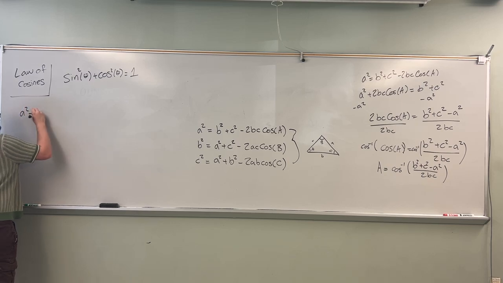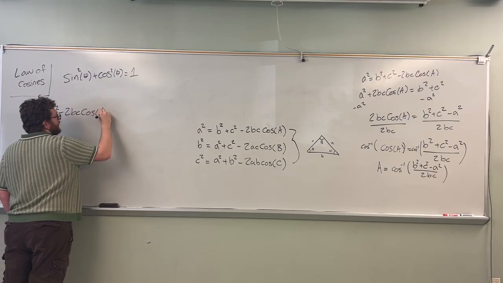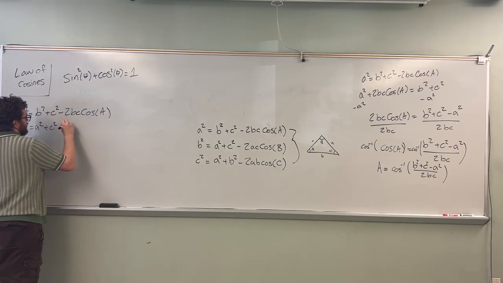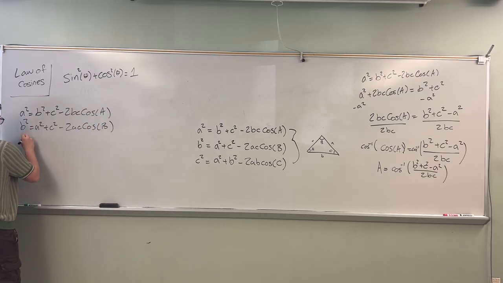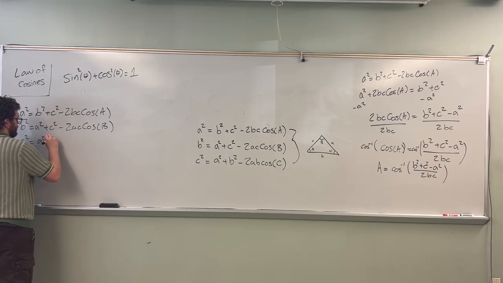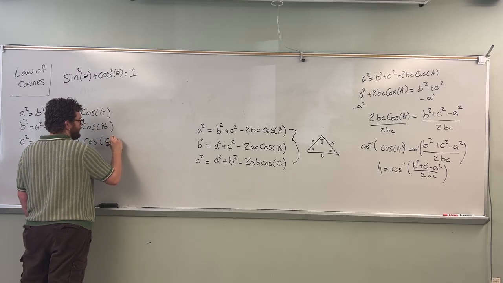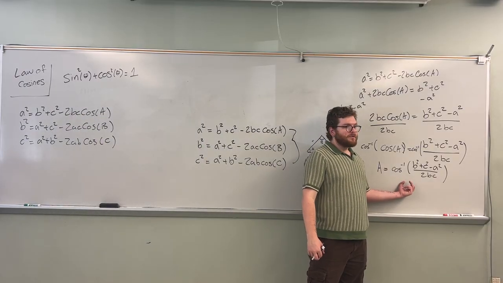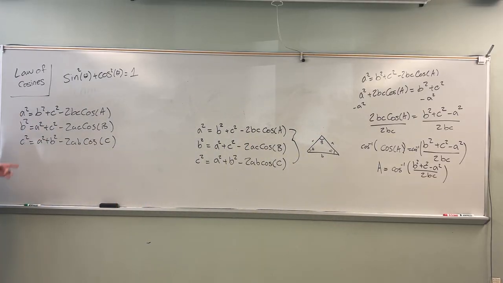a squared equals b squared plus c squared minus 2bc cosine of A. b squared equals a squared plus c squared minus 2ac cosine of B. c squared equals a squared plus b squared minus 2ab cosine of C. And I get 3 more equations here too, now for all of the angles. So I have a way to get all of the sides. I also have a way to get all of the angles.